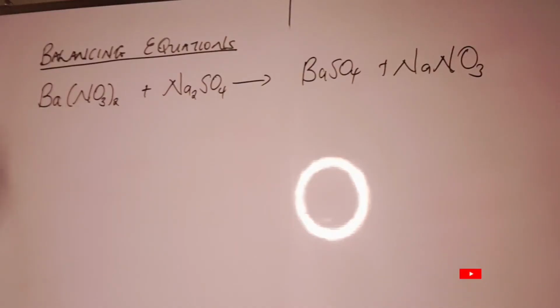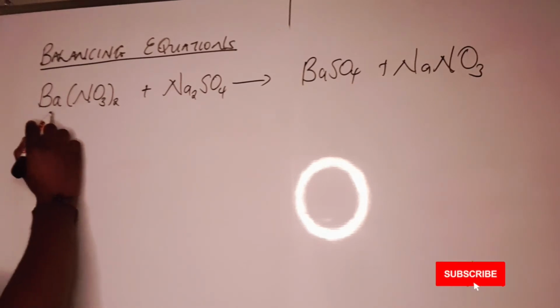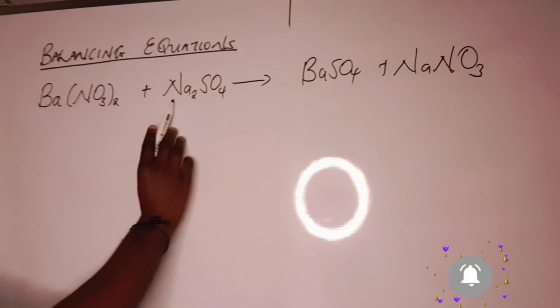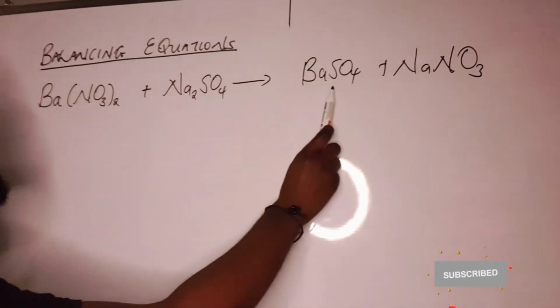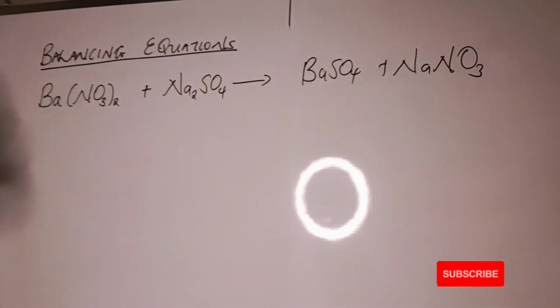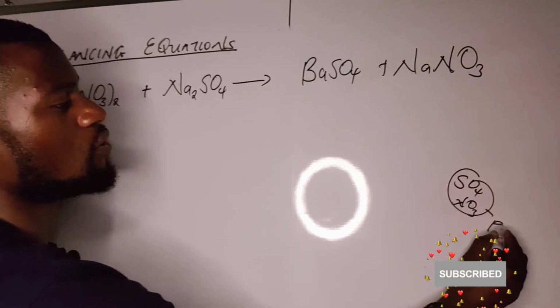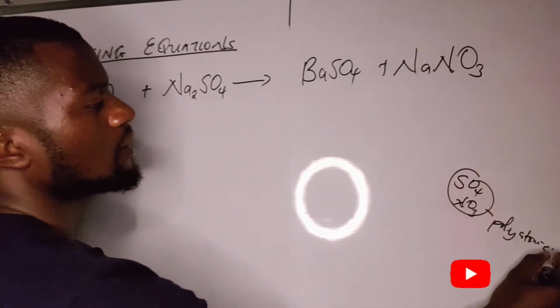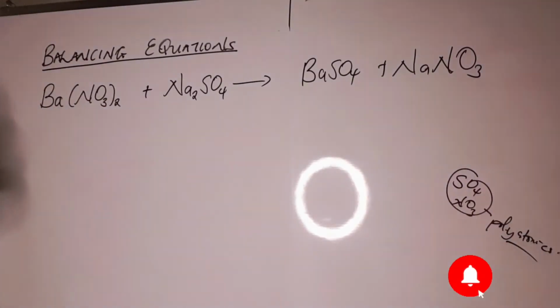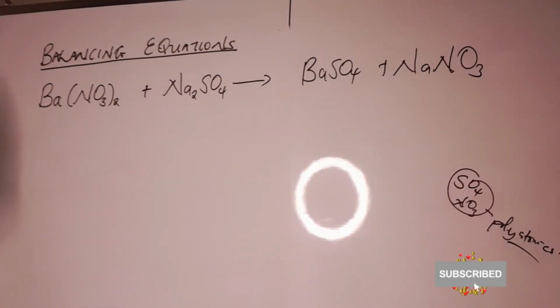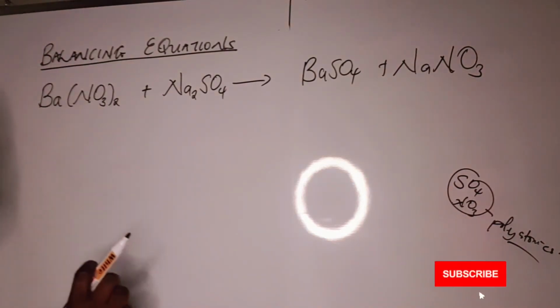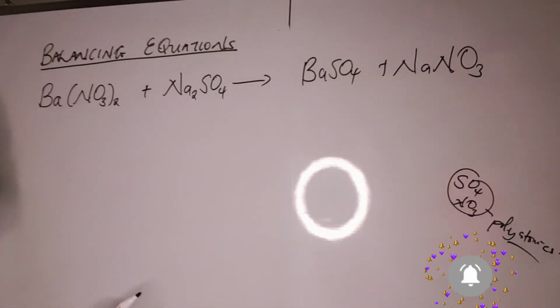Okay, let's look at this other equation that involves polyatomic ions. In this case, we have barium nitrate reacting with sodium sulfate to give us barium sulfate and sodium nitrate. The sulfates and the nitrates are the ones that we call polyatomic ions. So the nitrates and the sulfates in this equation are the polyatomic ions. When you are balancing an equation, they have to be carried as one item. So you carry the polyatomic ions as one item.